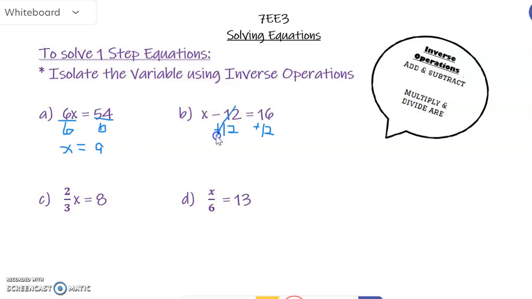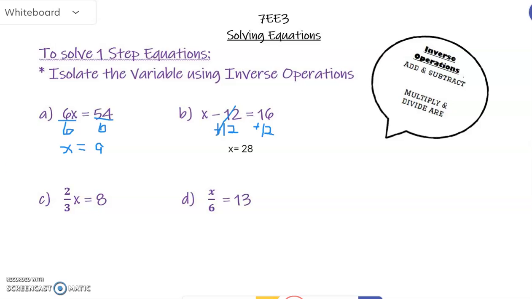When we do that, we cancel this out, because that's 0. And we're just left with x. So we end up with x equals 28 for this one. Alright. It's better than my x equals 9 there.